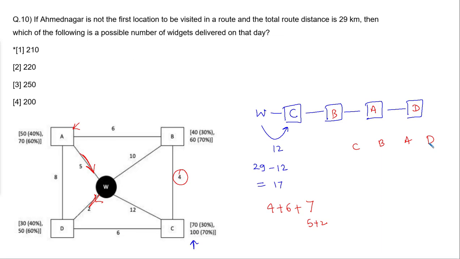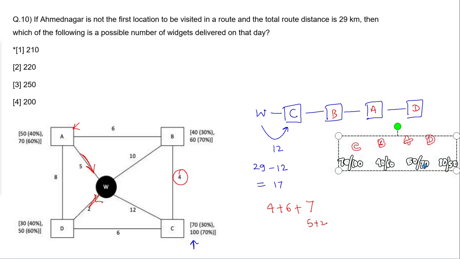After that, what we need to find is which of the following is a possible number of widgets delivered on that day. Now this is in a decreasing order, everyone. The requirement at C is going to be 70 or 100. The requirement at B is 40 or 60. The requirement at A is 50 or 70. And the requirement at D is 30 or 50.